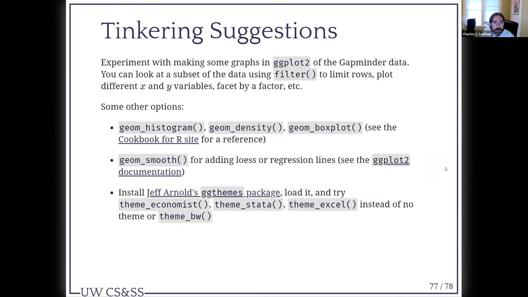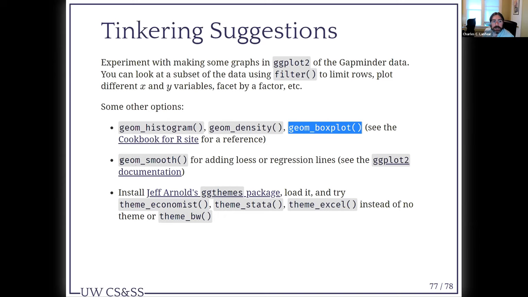Okay. So this is just some suggestions for things to tinker with you might do in your homework. Your homework is going to be using that Gapminder data. I'd recommend doing things like filtering down to specific rows, mess with different stuff, plot different X and Y variables, try and facet on different things. Maybe try some other layers I didn't show today and see how they work. Do geom_histogram for histograms, density for densities, box plots. There's a million geometries built into ggplot, and there's also packages that add lots of cool ones.